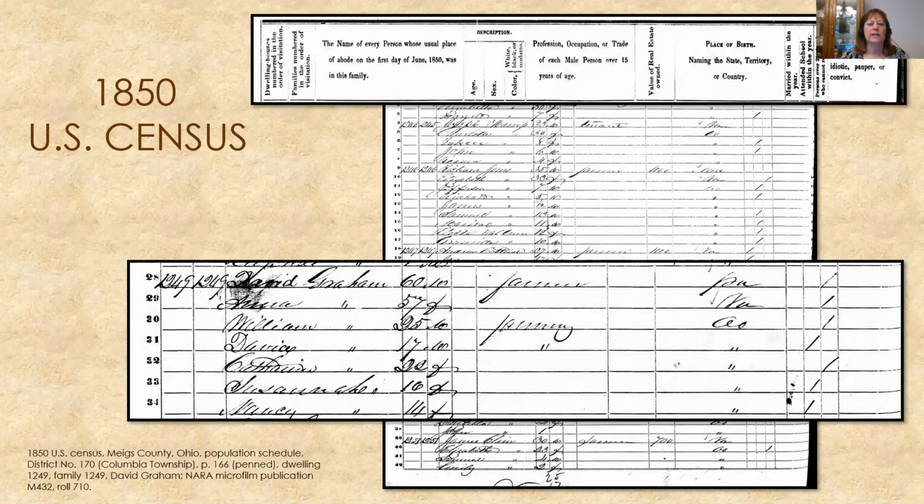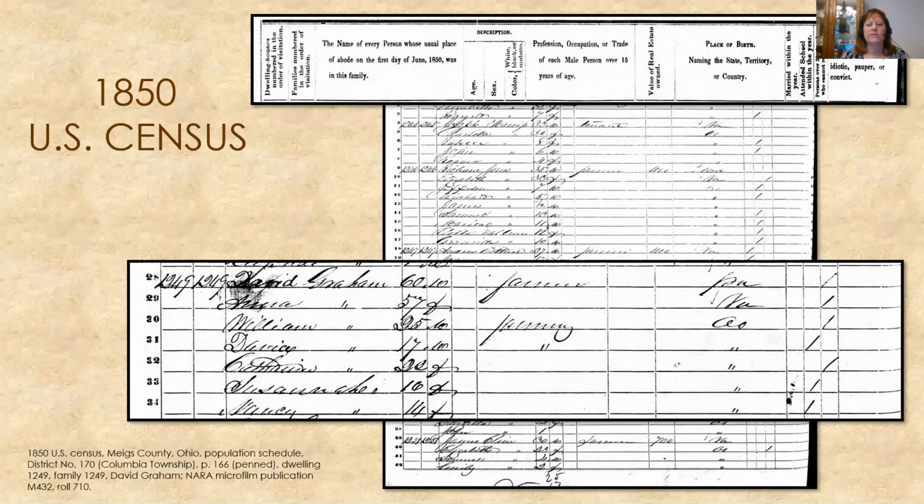The enumeration in 1850 also included profession, occupation, or trade of each male over the age of 15, the value of real estate owned, the place of birth for the person, whether or not they had been married within the year, attended school within the year, or were over the age of 20 and could not read and write.